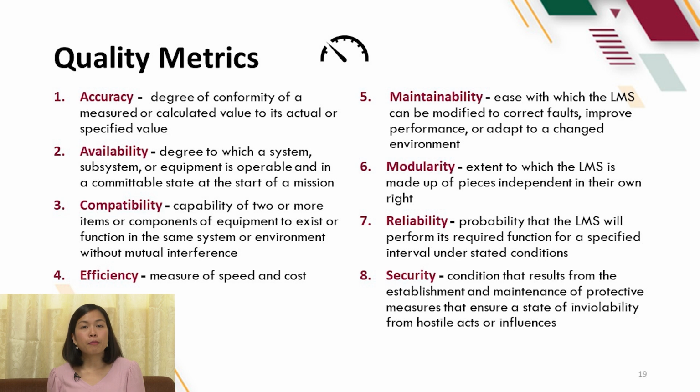Compatibility is the capability of two or more items or components of equipment to exist or function in the same system or environment without mutual interference. Efficiency is the measure of speed and cost. Maintainability is the ease with which the LMS can be modified to correct faults, improve performance, or adapt to a changed environment. Modularity is the extent to which the LMS is made up of pieces independent in their own right.